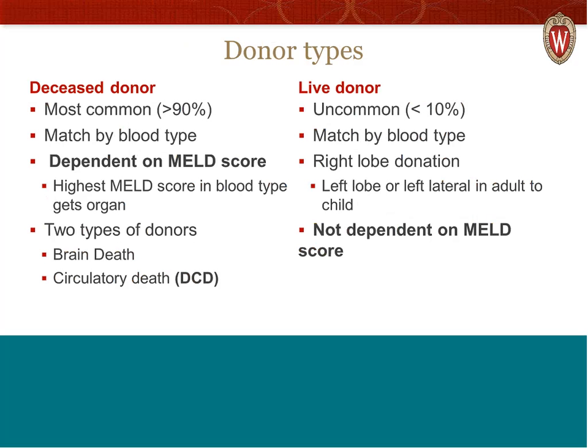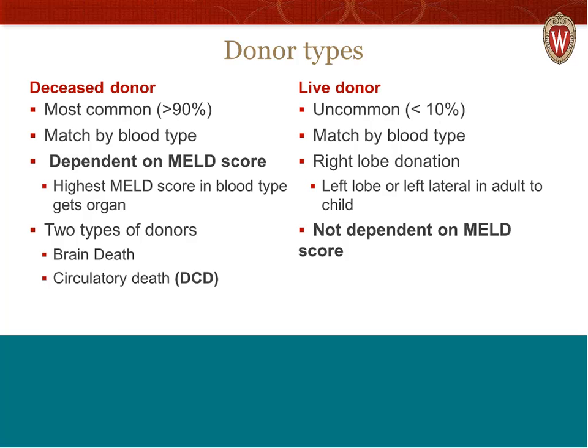So deceased donors are more common, okay? They are matched by blood type, and they are dependent on the MELD score. So that MELD score, when it comes to liver allocation, meaning how do I get a liver transplant from a deceased donor, that MELD score and your blood type are the two deciding factors. All right, and in that group of deceased donors, there's two types of donors, brain death and circulatory death, and I'll talk a little bit about that.